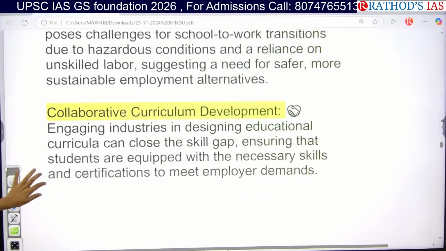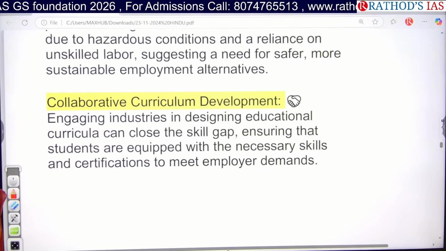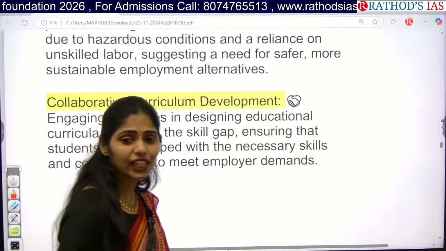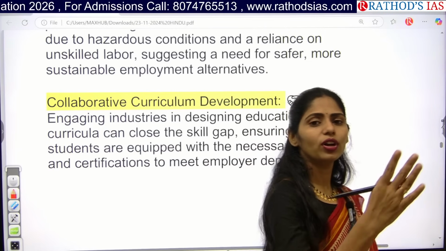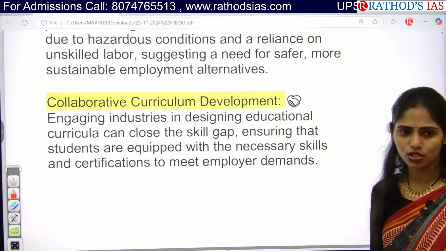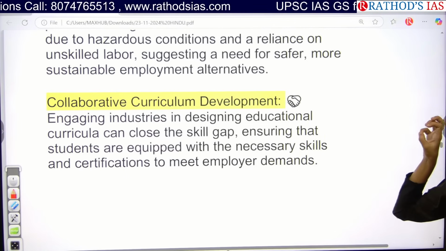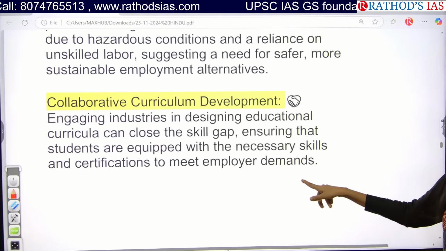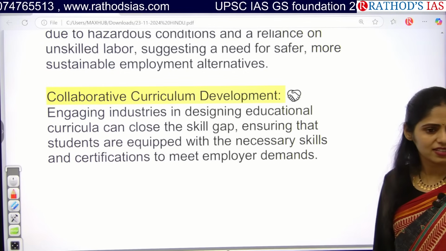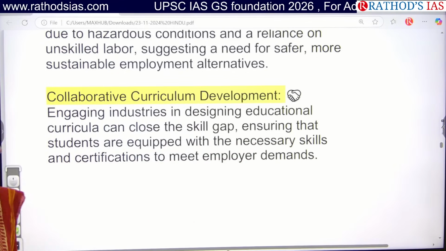And the next one here is we need to have collaborative curriculum development, like whatever the industries which are present now, what are the skills they are having now, they have to collaborate with the education institutions, and they have to go for training and imparting of the skills to the students, so that students will be getting the skills which are required by the companies, so that they will be meeting the employer demands, so that they will be getting better salary and better opportunities.